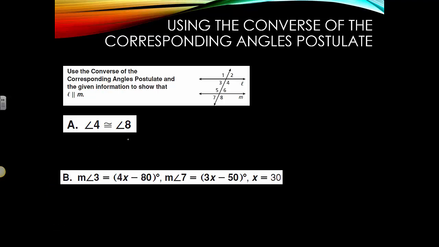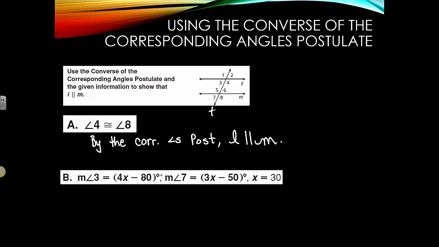So if you take a look at this example, they tell us that angle 4 is congruent to angle 8. Well, angle 4 and angle 8 are corresponding angles with our transversal T. And if angle 4 is congruent to angle 8, we can say by the corresponding angles postulate, because they are corresponding angles, we can draw the conclusion that line L is parallel to line M, because the postulate says if the corresponding angles are congruent, then the lines are parallel.